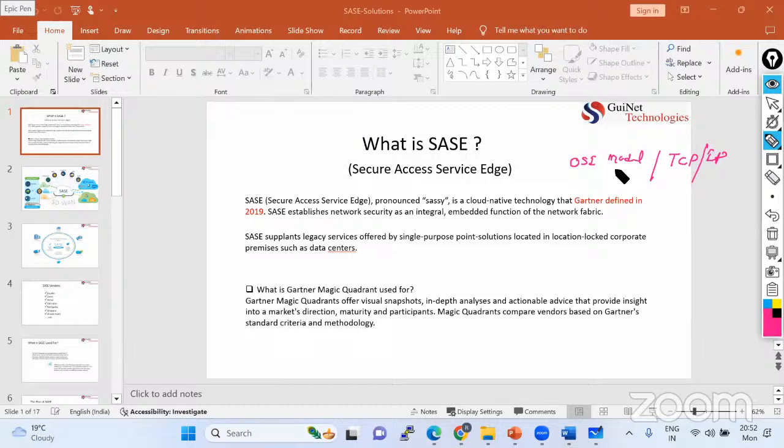SASE is just a one concept, right? Similar to the OSI model.